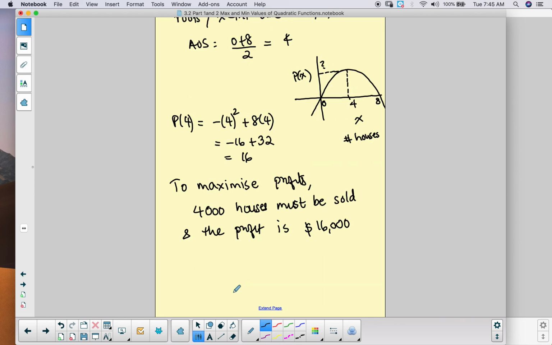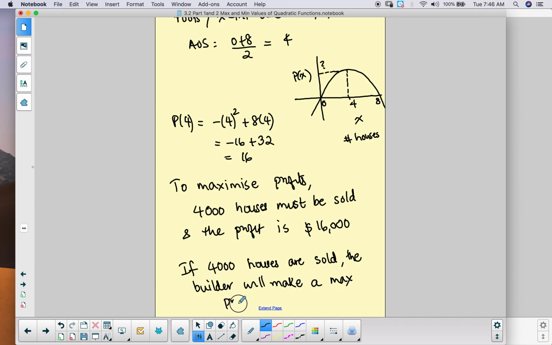Or you can also say if 4,000 houses are sold, the builder will make a maximum profit of $16,000.